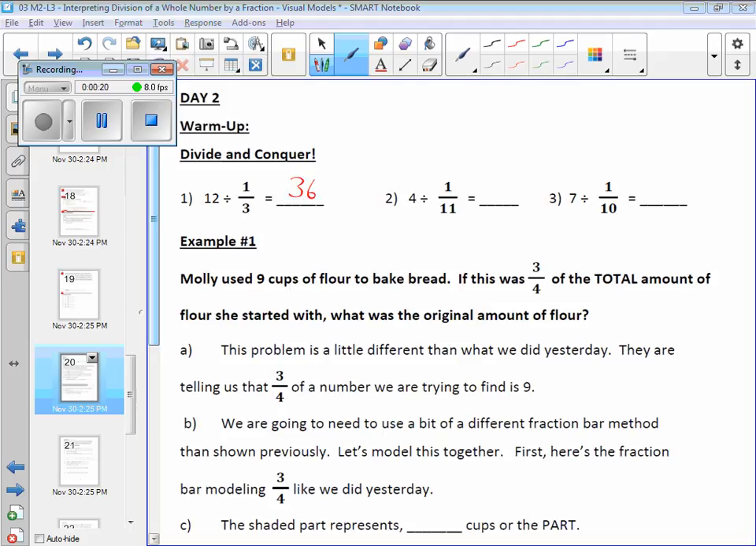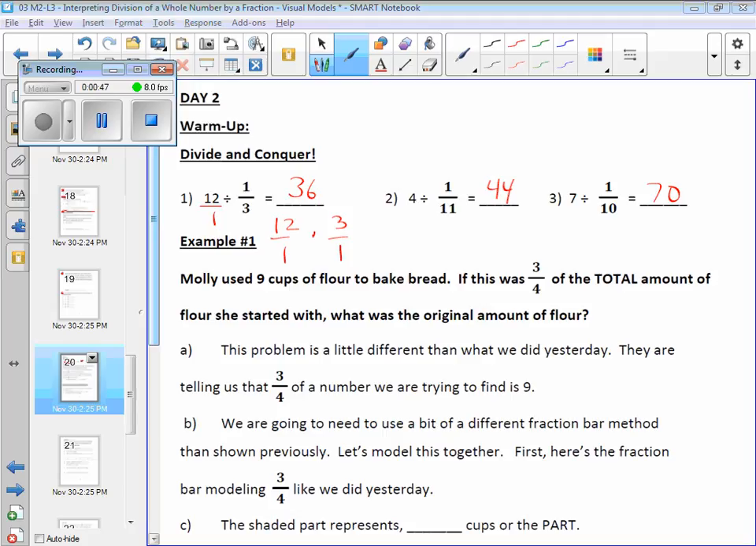Any questions there? Really, it's technically, if I write it all out, it's the same as multiplying by its reciprocal. But listen, if it's a whole number divided by a fraction, and we know the secret or the trick right away, we divide and conquer quickly. Squirt. Done.